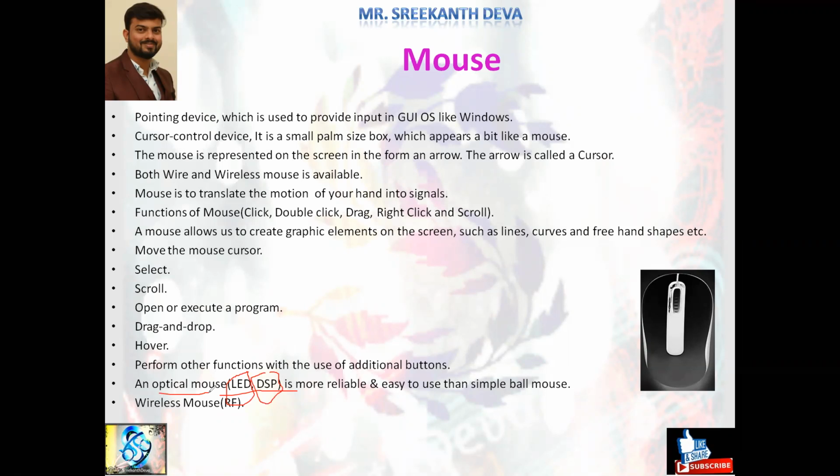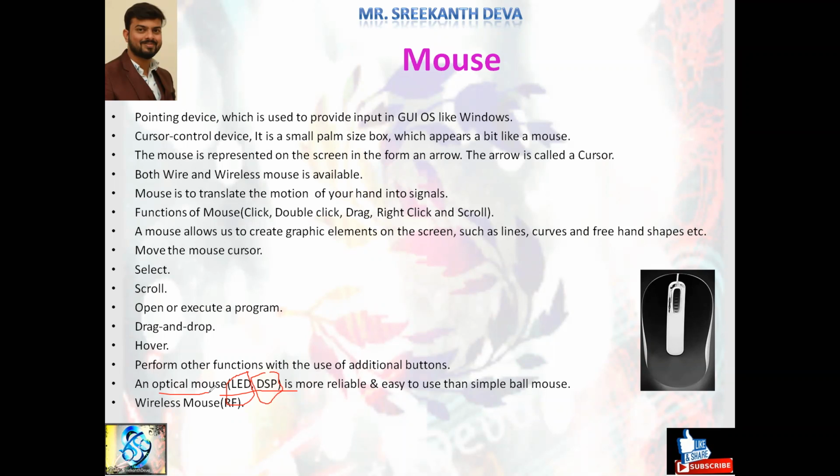Coming to the wireless mouse or cordless mouse. What is this wireless mouse? The name itself clearly tells that there is no explicit physical connection between the mouse and the system. A wireless mouse is a computer mouse that needs no wires to send signals from the mouse to a computer.